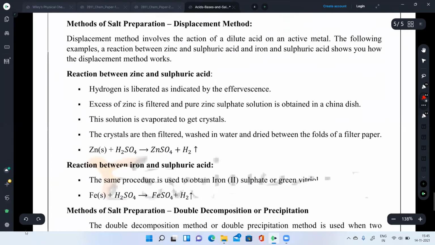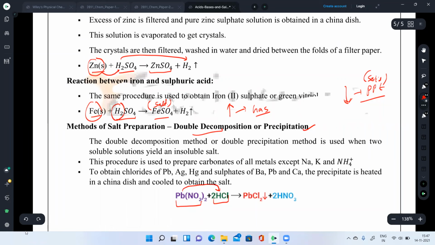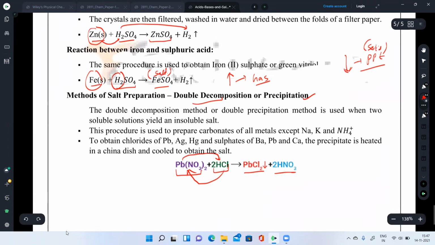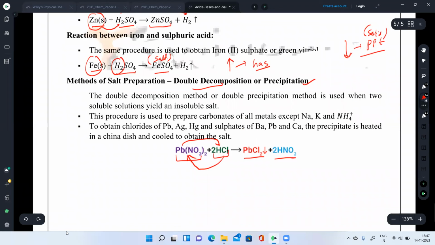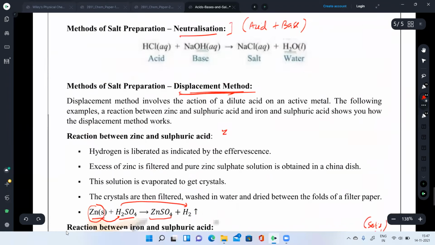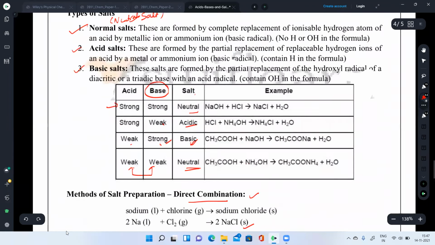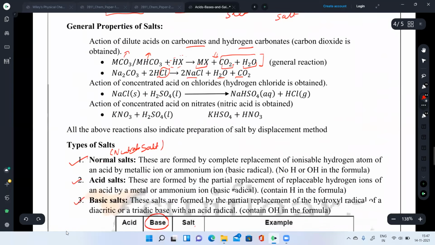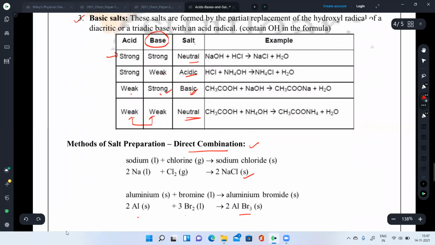So here is the method of double decomposition. Double decomposition means, suppose Pb(NO3)2 reacts with HCl. So Pb will replace H, and Cl will replace NO3, giving PbCl2 and HNO3. It is a double displacement reaction. Understood? So this is the method for the preparation of salt, how you can prepare salt by different methods. So that is all about acid, base, and salt.